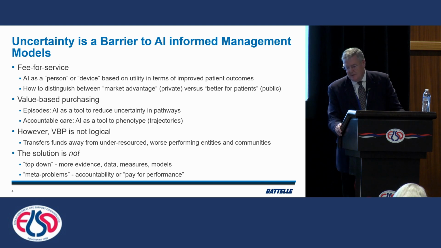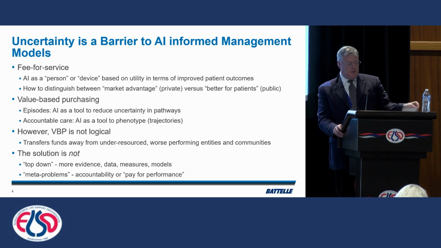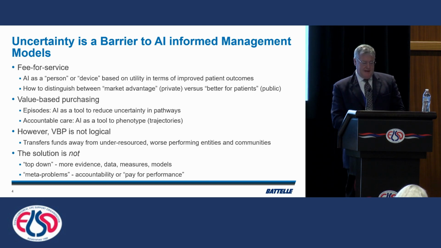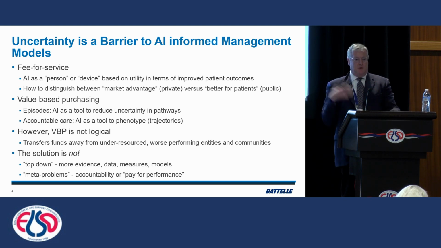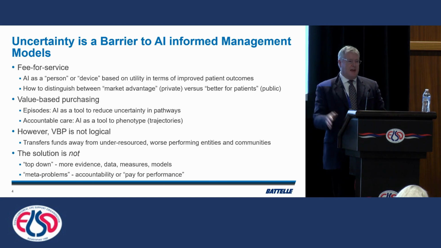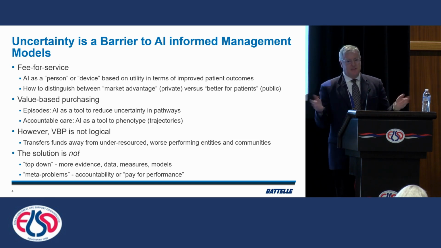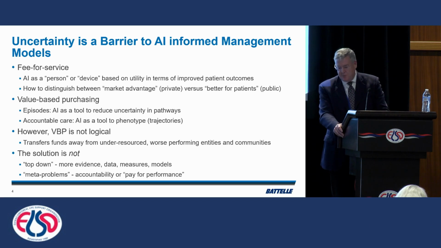Okay, but that's where we want to be. Where are we now? So it's still a significant barrier. Our current approach is still based on mostly a fee-for-service kind of system. And so how we're treating AI is basically as if it was a person or a device, and we reimburse AI based on its expected utility in terms of improved patient outcomes. So we have CPT codes and things like that for AI approved algorithms. However, this requires a lot of data.